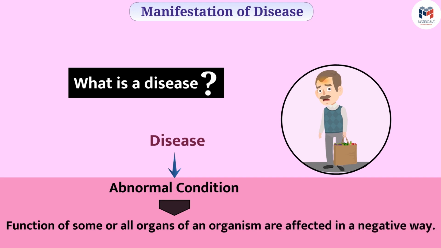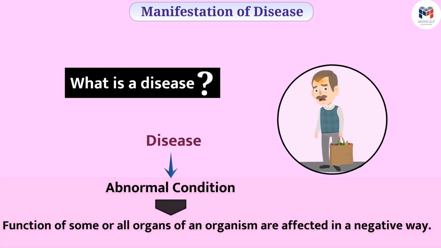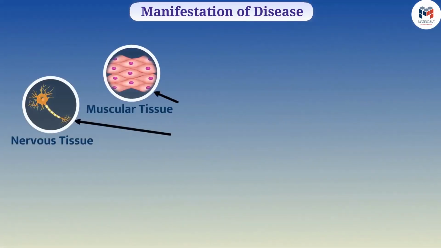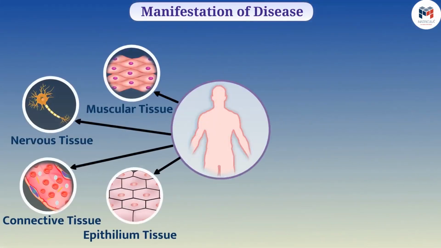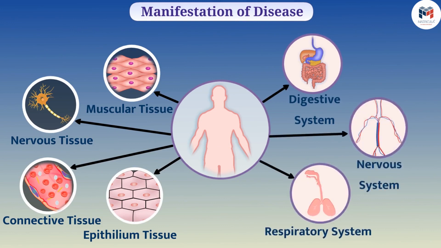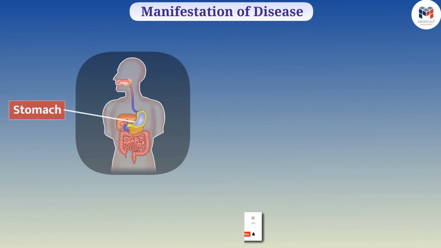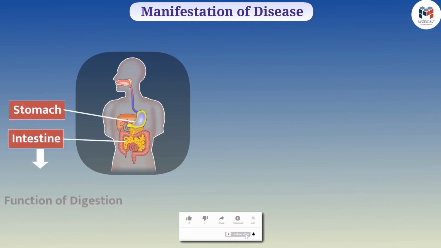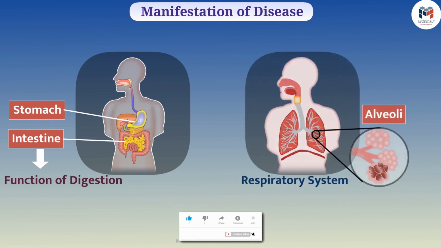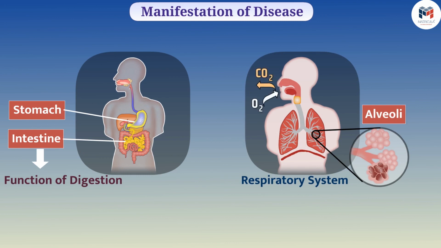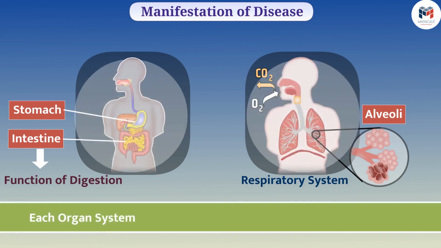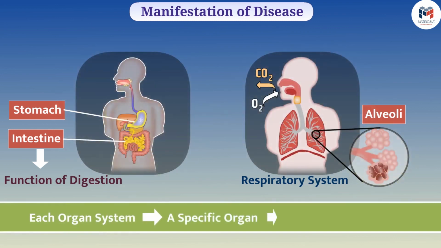way. Let's understand it. We know that different tissues in our body combine and form different organ systems. For example, in the digestive system, the stomach and intestine perform the function of digestion. Similarly, alveoli in the respiratory system exchange gases. In this way, in each organ system, a specific organ performs a specific function.